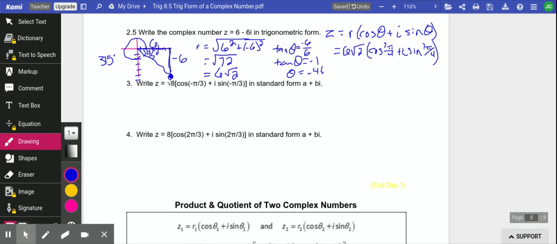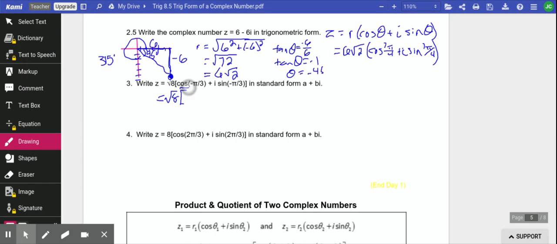All right. The next one, we need to go the opposite direction. So we've been given something in trig form, and we want to put it in standard form. These are remarkably easy because you just have to evaluate them. Okay, so we're going to start, leave that root 8 alone. We'll deal with that in a second.